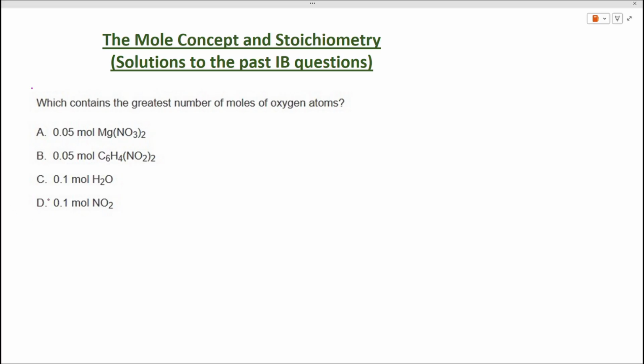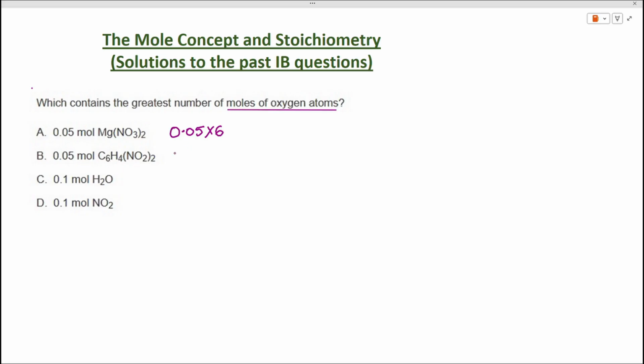And the four options are given to us. To calculate the number of moles of oxygen atoms, we need to check the number of oxygen atoms present in each of the formulas given to us. So if it is 0.05 moles of magnesium nitrate, then the number of moles of oxygen atoms is going to be multiplied by 3 times 2, which is a 6 over here.